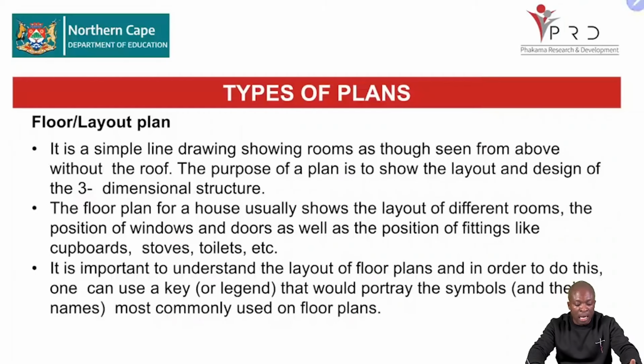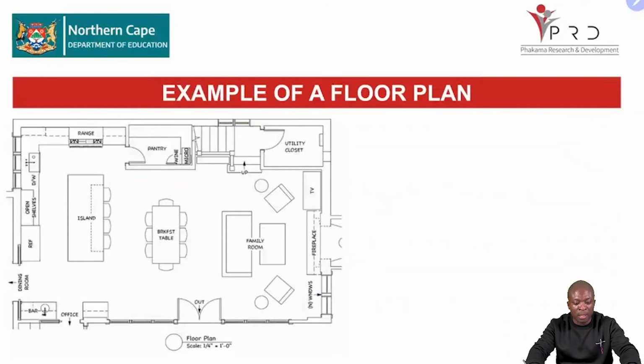The floor plan for a house usually shows the layout of different rooms, the positions of windows and doors, as well as the position of fittings like cupboards, stoves, toilets, etc. Now, it is important to understand the layout of floor plans. In order to do this, you have to look at the keys that are given. Sometimes in certain exam papers, they don't say keys, they say legend. So whether you see legend or keys, we are referring to the same thing.